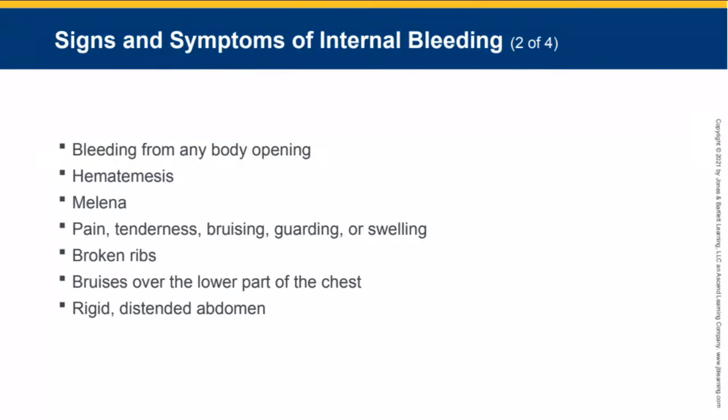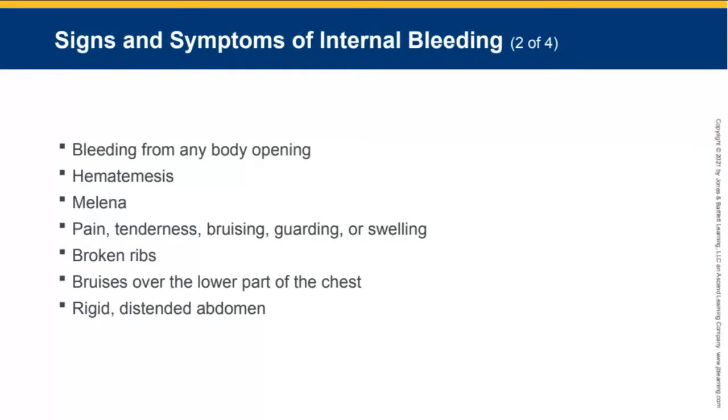Continuing with the signs and symptoms, bleeding from any body opening, hematemesis, which is vomiting up blood. If a patient vomits up blood, it is coming from the stomach. If a patient coughs up blood, it is coming from the lungs. Hemoptysis is coughing up blood. Hematemesis is vomiting up blood. Vomiting is the stomach, coughing up blood is the lungs. Melena is blood in the stool, and it's digested blood.